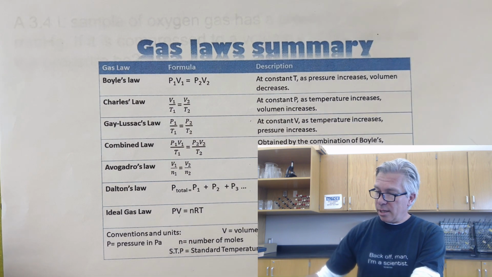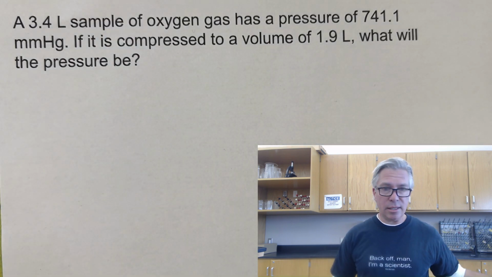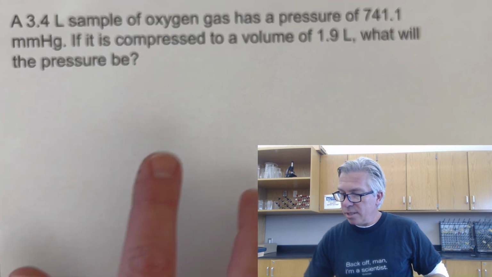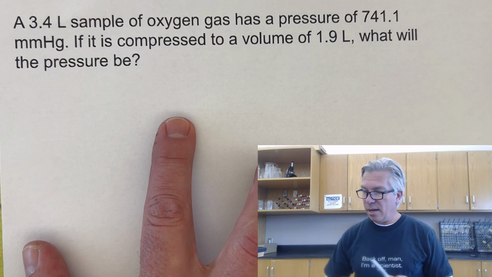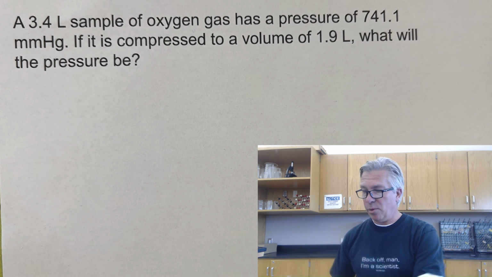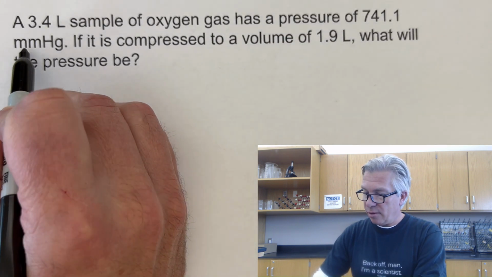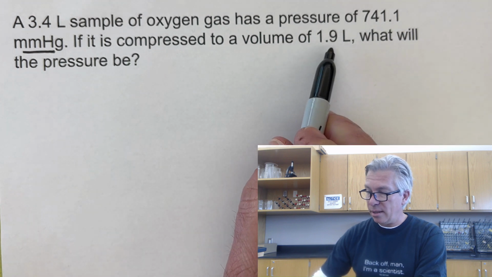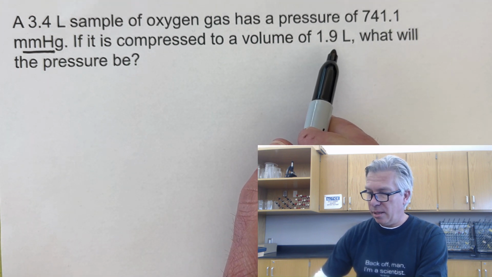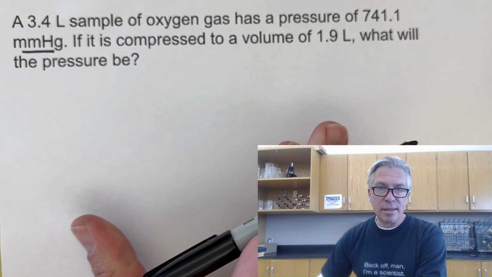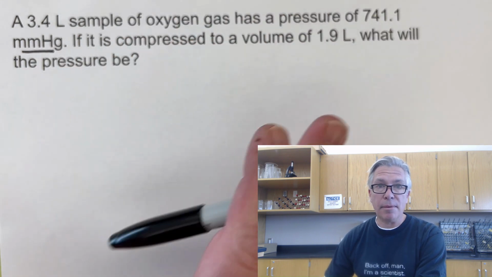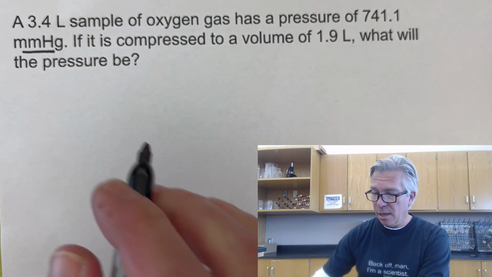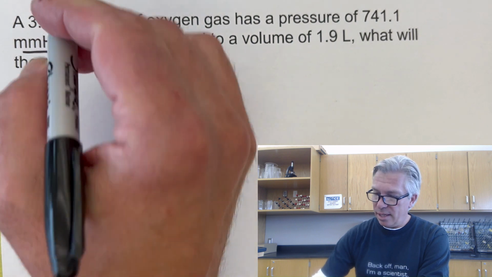So let's take a look at a problem similar to what you're likely to see. The problem here says a 3.4 liter sample of oxygen gas has a pressure of 741.1 millimeters of mercury. That's one of our pressure units. If it's compressed to a volume of 1.9 liters, what will the pressure be? So I encourage you when you get into gas law problems to just mark them up, make them messy, make it look like you're doing something. So this right here is a volume.